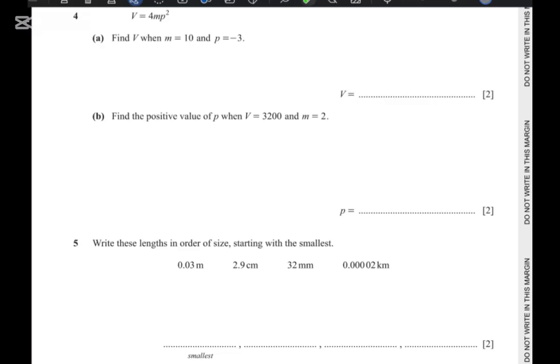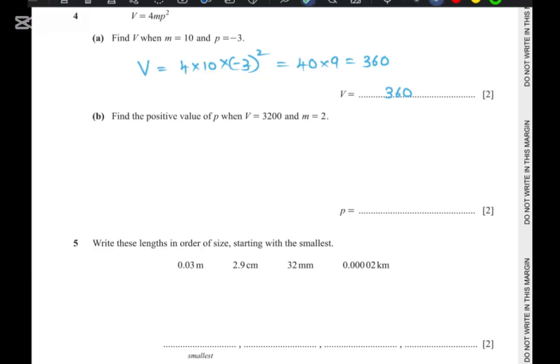Question number 4. V is equal to 4mp squared. Find V when m is equal to 10 and p is equal to -3. This is also again a direct question. You have to substitute the m and p values in this formula. V is equal to 4 multiplied by m, which is 10, multiplied by p squared, which is (-3) squared. So 4 into 10 is 40. (-3) squared is 9. 4 nines are 36, and then 0. So the answer is 360.